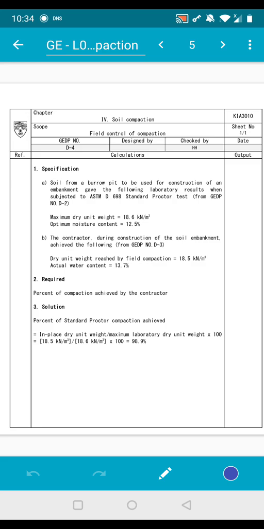Specification given as, so this is field control of compaction. Soil from a borrow pit to be used for construction of an embankment gave the following laboratory results when subjected to a standard Proctor test. So maximum dry unit weight is 18.6 kilonewton per meter cube. Optimum moisture content is about 12.5%.